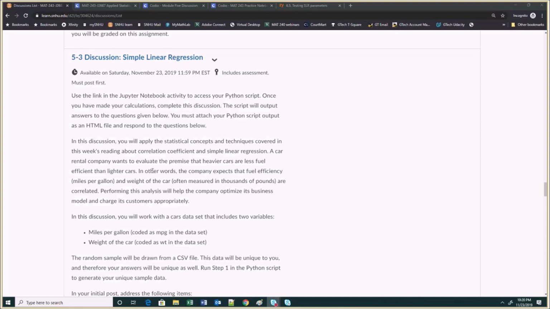A car rental company wants to evaluate the premise that heavier cars are less fuel efficient than lighter cars. In other words, the company expects that fuel efficiency, that is measured as miles per gallon, and weight of the car, measured in thousands of pounds, are correlated. And what that means is when we say that they're correlated, that there is a relationship between the two, and so we expect the correlation coefficient to be sufficiently high. Performing this analysis will help the company optimize its business model and charge its customers appropriately.